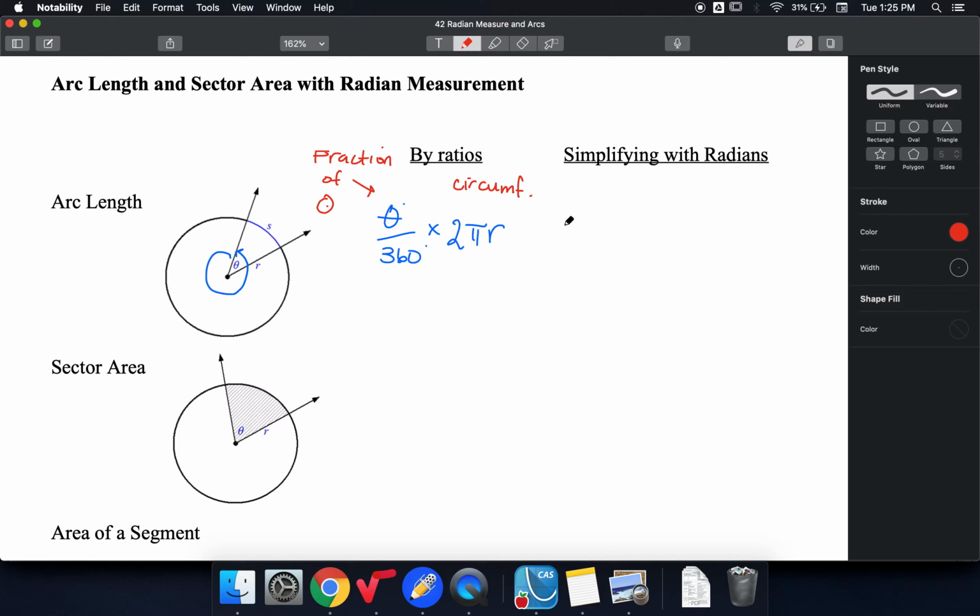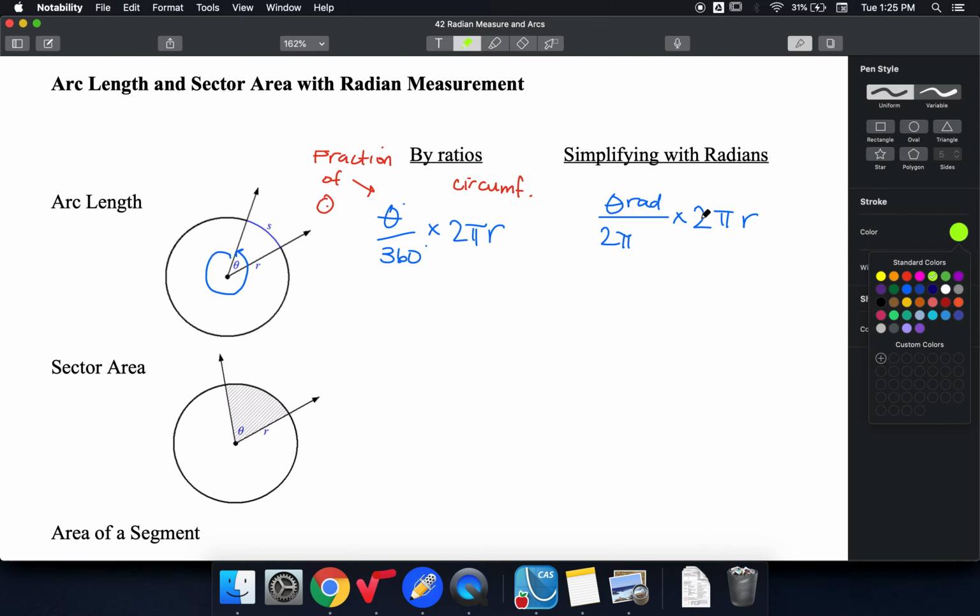But again, we are sophisticated mathematicians, so let's look at how much better this is if we use radians. Assuming my theta has been measured in radians, I wouldn't say out of 360. I know a full circle all the way around is 2 pi radians. So when I write this formula with radians, I have theta radians out of a total of 2 pi radians, times my circumference, which is 2 pi r.